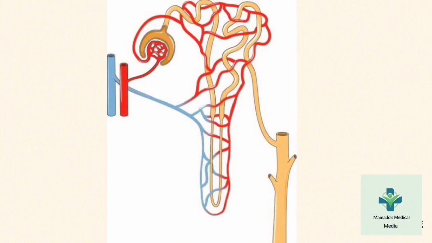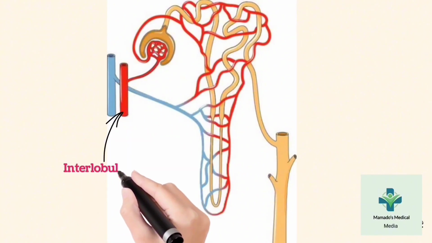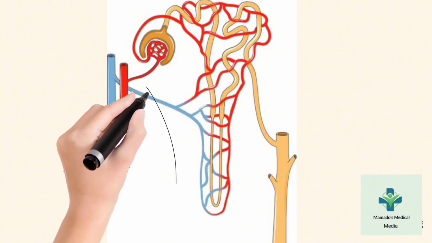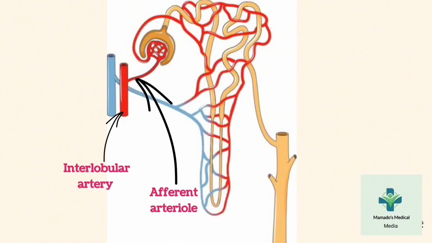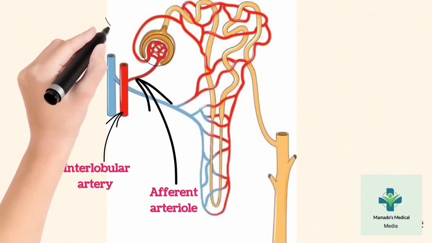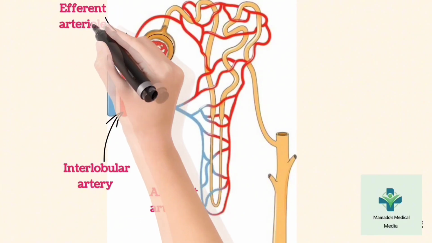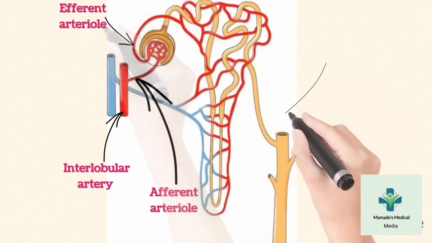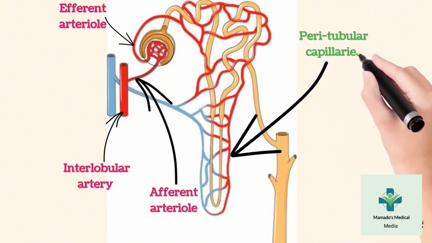From these, tiny afferent arterioles branch off, and those are vessels that feed into the glomerulus of each nephron. Now here's where it gets really interesting. After blood is filtered through the glomerulus, it exits through the efferent arteriole, and what happens next depends on the type of nephron. In cortical nephrons, the efferent arteriole gives rise to the peritubular capillaries.